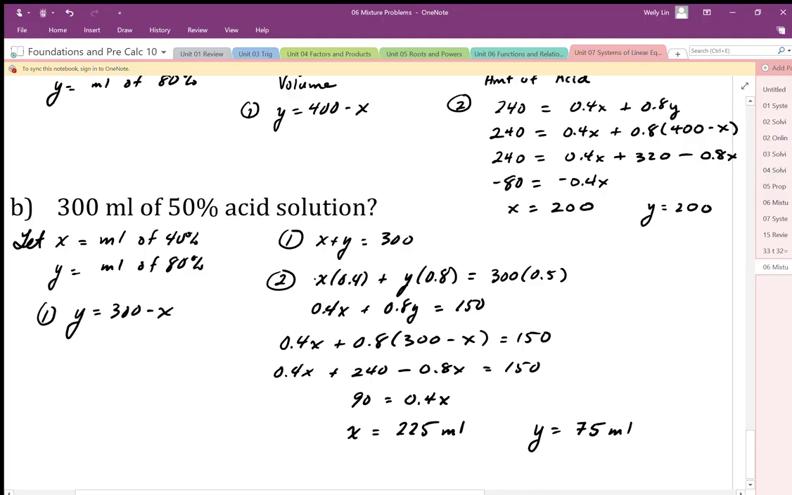So this is what we expected, because X is the 40% acid and we wanted more of it when we mix it with the 80%. We want it to be 50%, which is closer to 40 than it is to 80. So we wanted less 80% and more 40%, and that's what we ended up getting here.